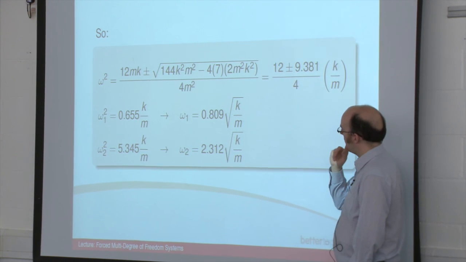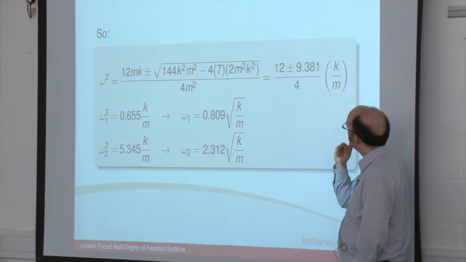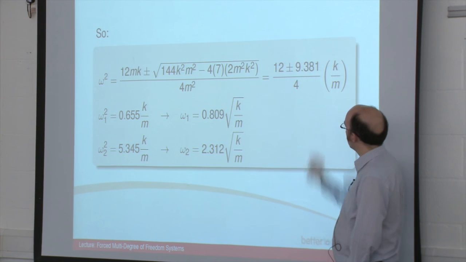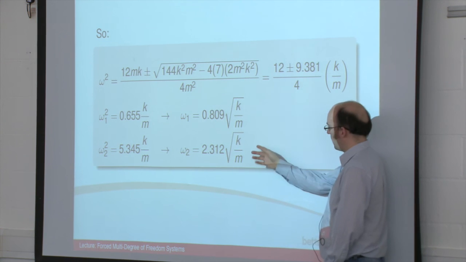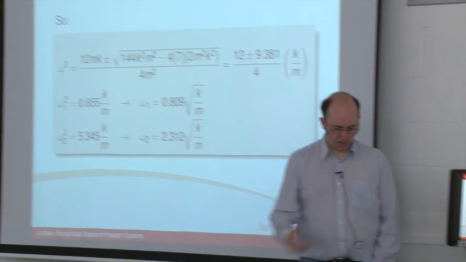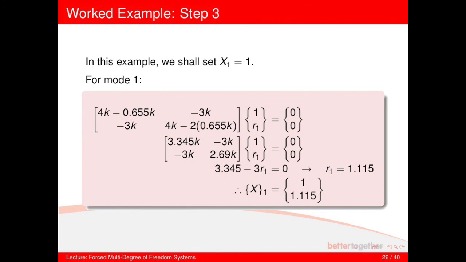And if you add them together, 12 plus 9.381 divided by 4 gives us 5.356. Square root it, you get 2.312 root k upon m. So there's our two natural frequencies, and then you can go through the process to solve for our mode shapes.